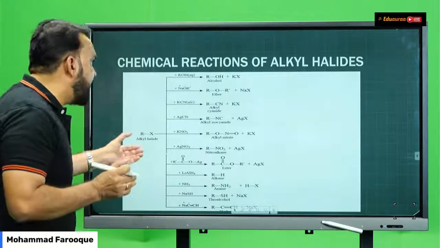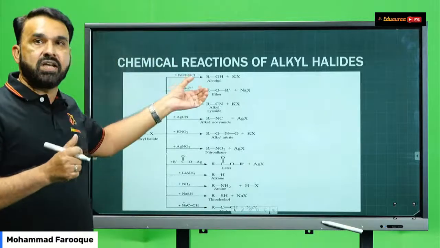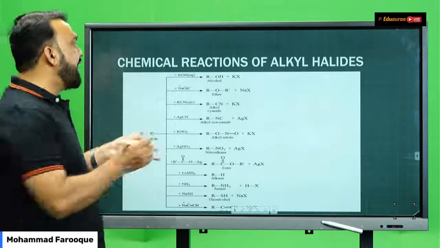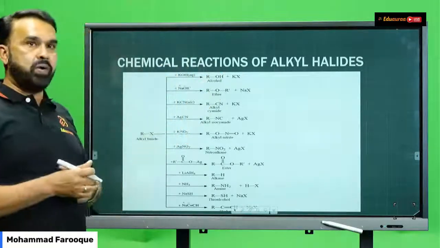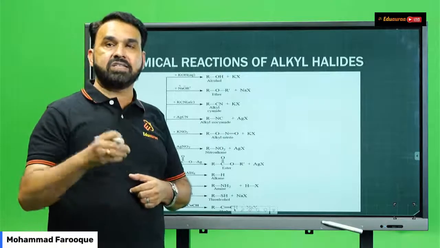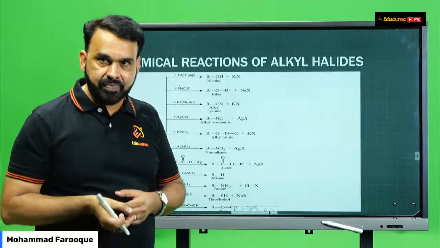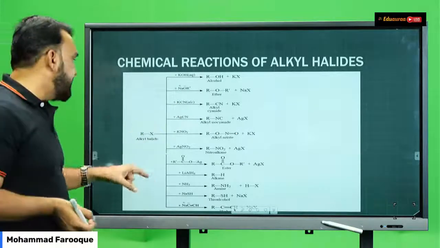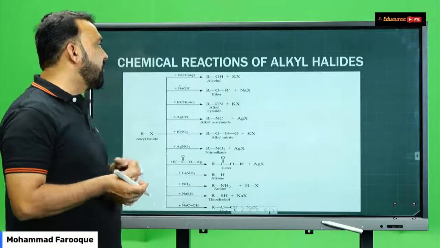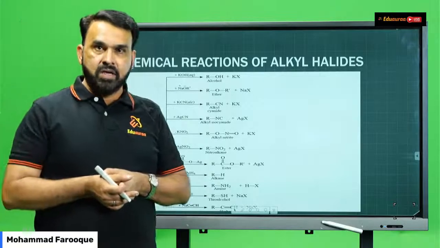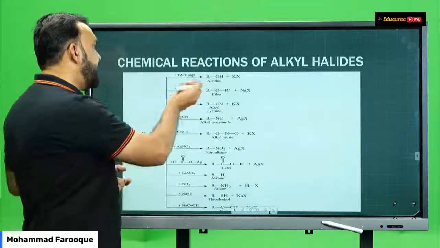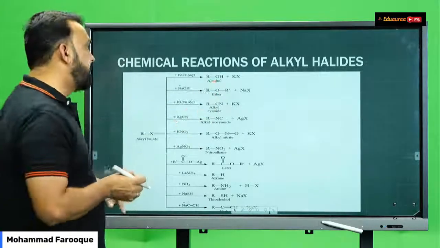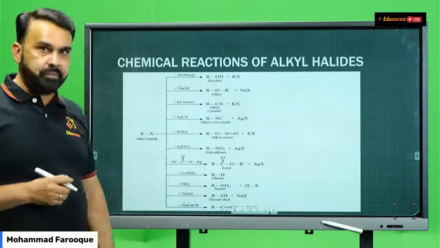So whenever an alkyl halide is treated with aqueous KOH, aqueous NaOH, or moist silver oxide, the alkyl halide gets converted to an alcohol, ROH plus KX, NaX, or AgX respectively. So formation of alcohols from alkyl halides. Next is when an alkyl halide is treated with sodium alkoxide. Sodium alkoxide is NaOR. Formation of ether takes place. Yes, ROR is formed along with NaX.